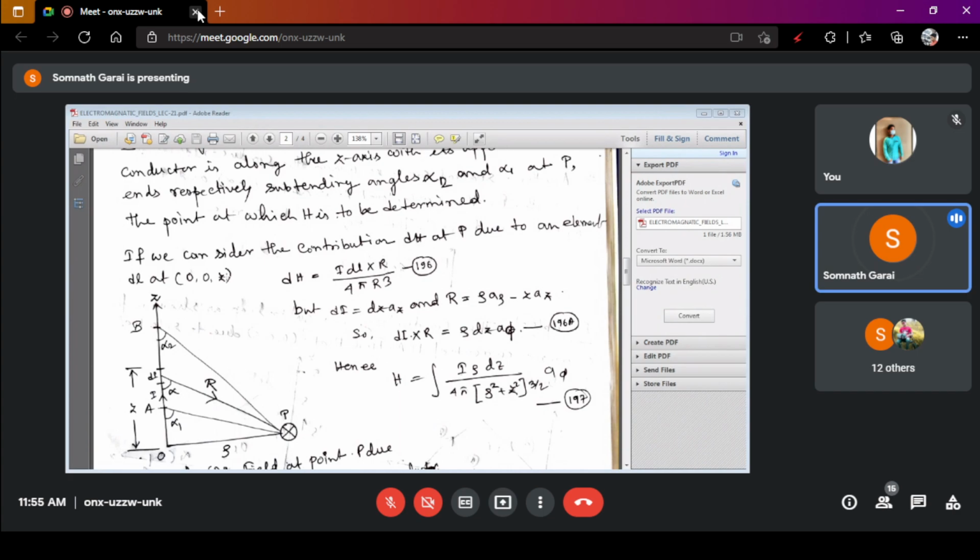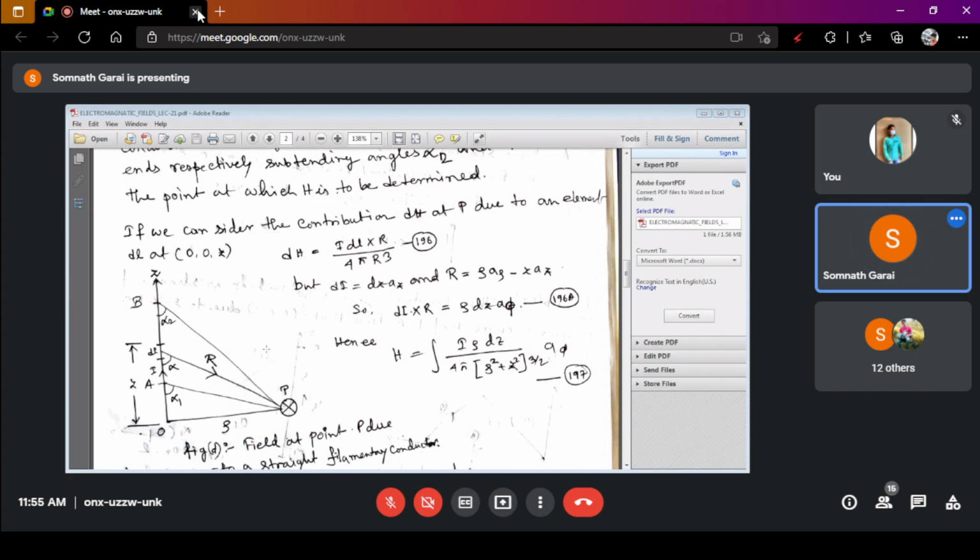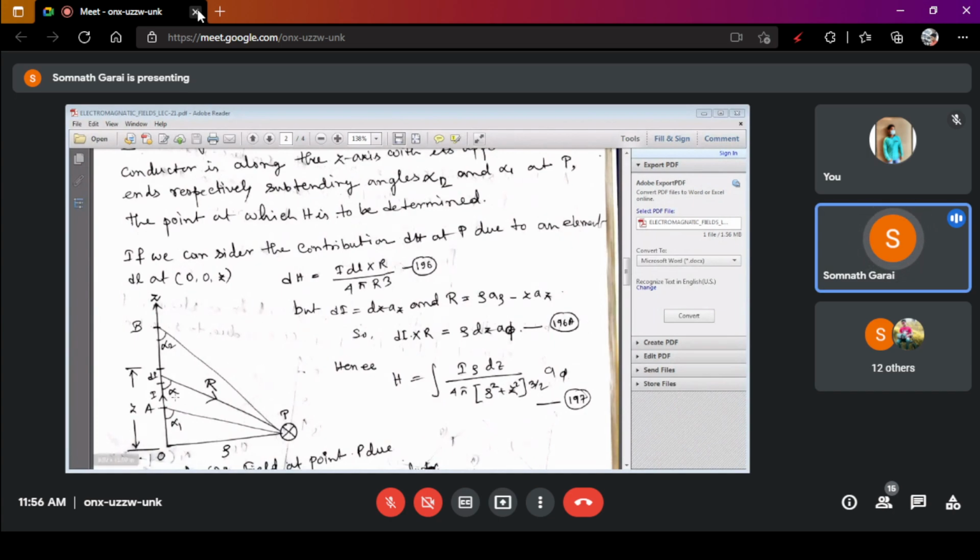Now, the direction of this differential current we can express according to the line integral. That is dl is equal to dz a_z, because the direction of this current is the z direction. So the unit vector is a_z and the differential length is represented in the z direction, that is dz.